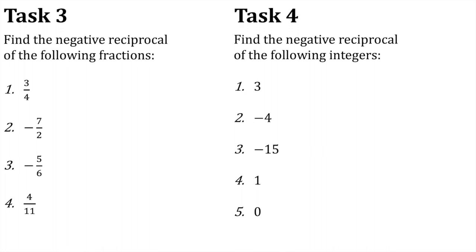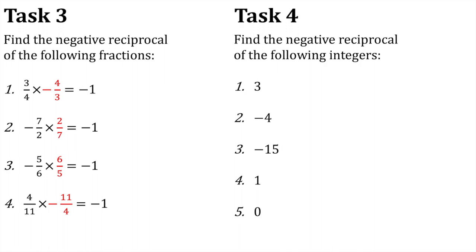Okay folks, so for the first one in task 3, we've been given 3/4. The negative reciprocal is -4/3. And that's because if we multiply those together, we get -1. For the second one, we should have got 2/7, and again, that's because if we multiply them together, we get -1. For number 3, it should be +6/5. For number 4, -11/4.